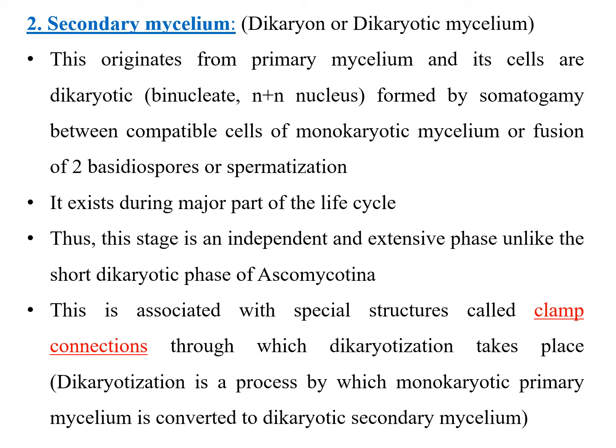And how the secondary mycelium originates: it is because the primary mycelium cells fuse. That is, somatogamy takes place and results in the secondary mycelium, which is n plus n status. It means karyogamy and meiosis do not take place, only plasmogamy takes place, that is, the cytoplasmic contents fuse but the nuclei remain separate and do not fuse, hence the dikaryotic mycelium. We call secondary mycelium a dikaryotic mycelium, and this dikaryotic stage dominates the life cycle, meaning it is long lasting.